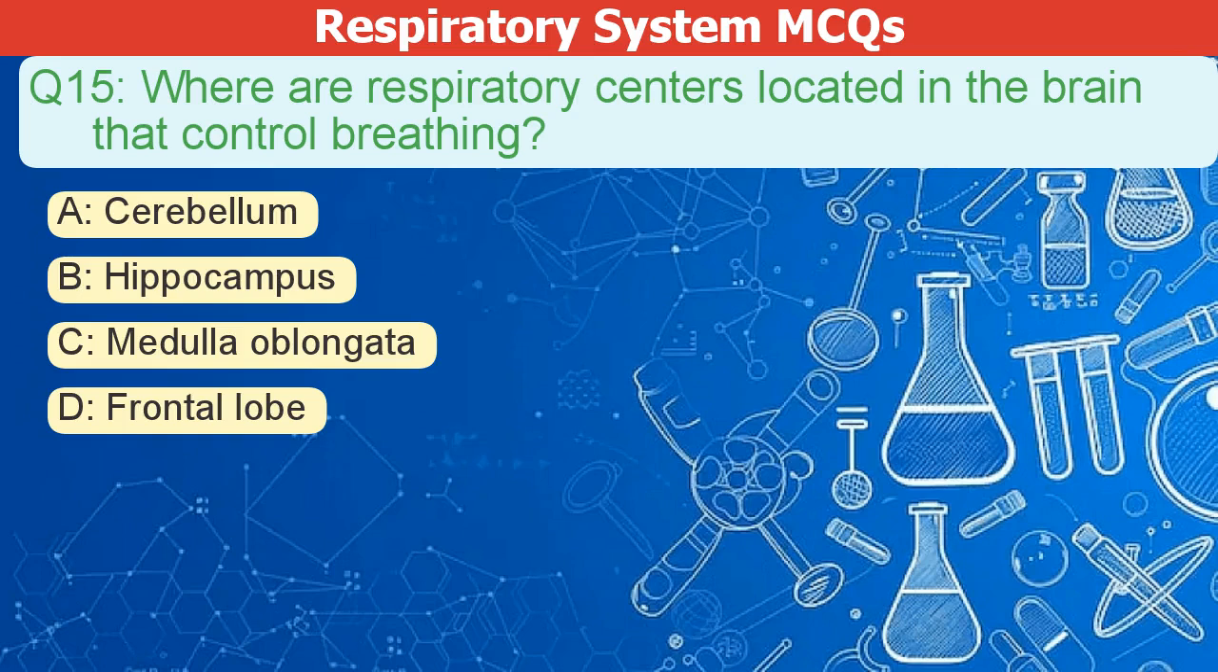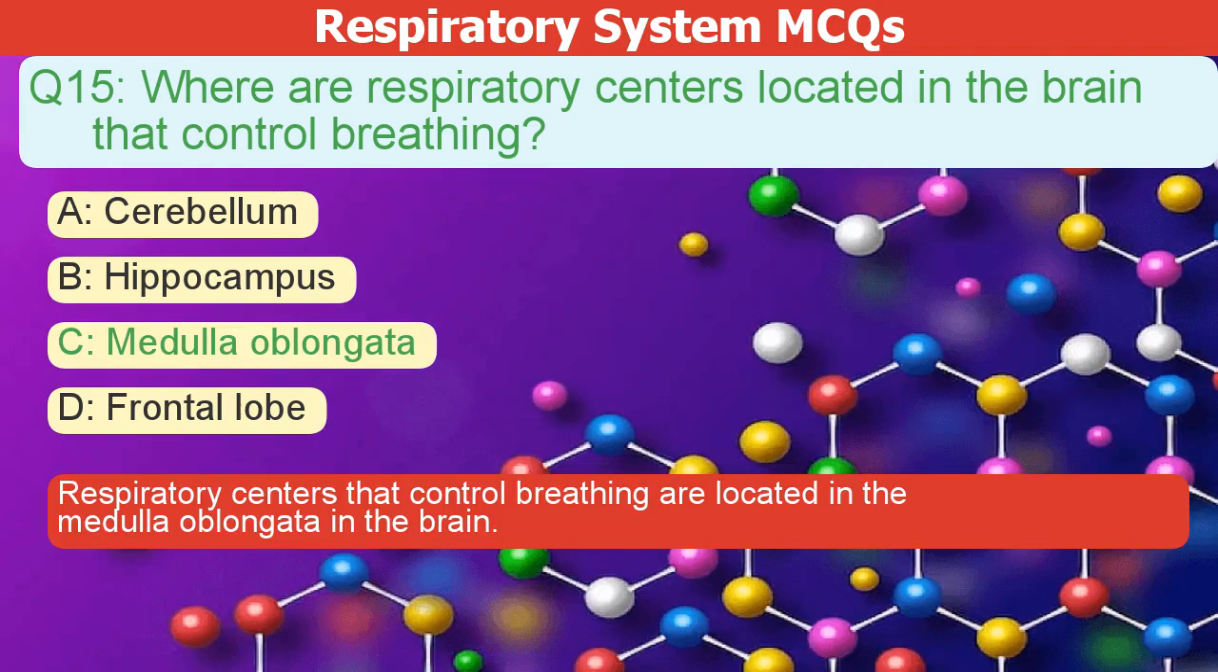Where are respiratory centers located in the brain that control breathing? A. Cerebellum. B. Hippocampus. C. Medulla oblongata. D. Frontal lobe. The correct answer is C. Respiratory centers that control breathing are located in the medulla oblongata in the brain.